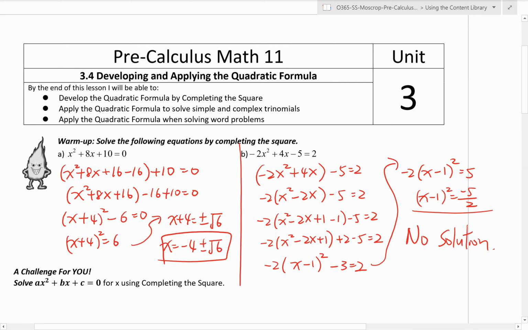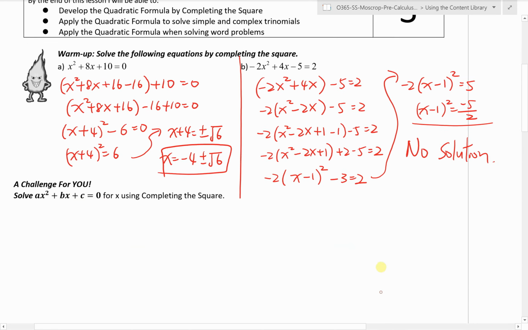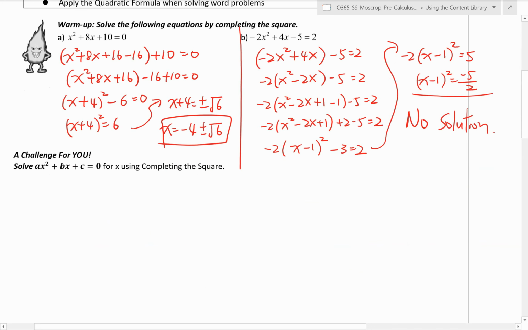And how do I know? Well, because it's something squared and equals a negative number, and I know that is impossible, right? It's not possible to have something squared and it becomes a negative number. So we know right away that there's no solution. All right, so that's what we did last time.